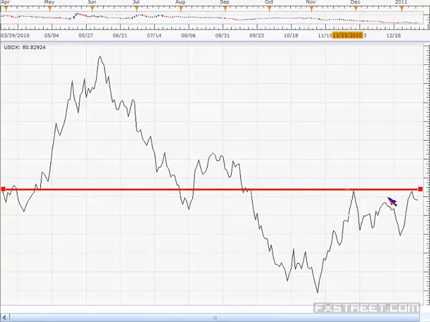You see this red line, it acted as resistance back in late November. And then we got a little bit of a sell-off from it, and now we're coming up and we're testing this level again. So if and when we break above this red line, that is going to be an indication that dollar strength is reemerging. And that'll be the confirmation that will give us more comfort in this euro-dollar short.